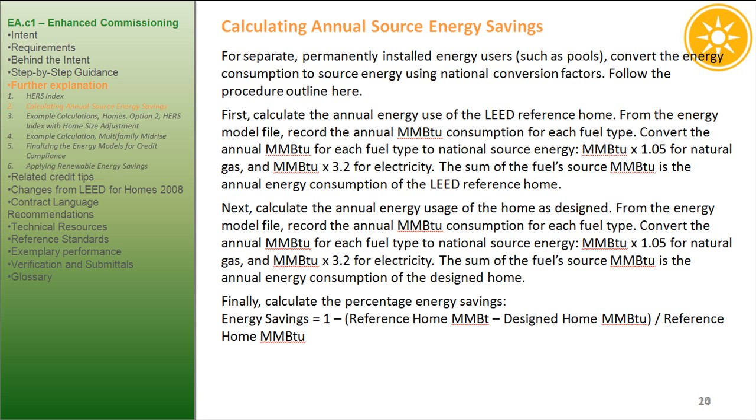Next, calculate the annual energy usage of the home as designed. From the energy model file, record the annual MMBTU consumption for each fuel type. Convert the annual MMBTU for each fuel type to national source energy: MMBTU times 1.05 for natural gas, and MMBTU times 3.2 for electricity. The sum of the fuels' source MMBTU is the annual energy consumption of the designed home.